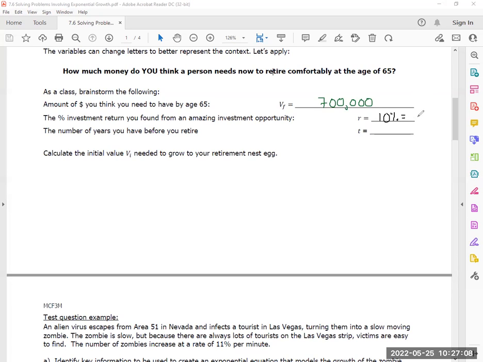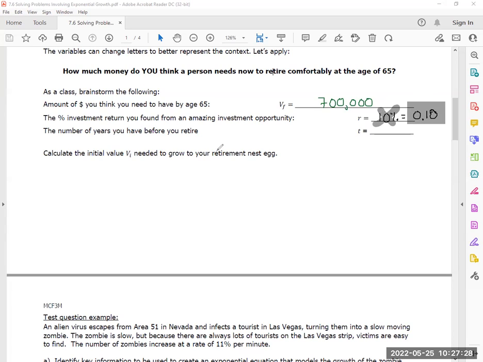That equals 0.10 if we're using it in a mathematical equation. You can't put a percent in there, you have to turn it into a decimal. So put a little highlight there. Okay. You need to turn it into a decimal.